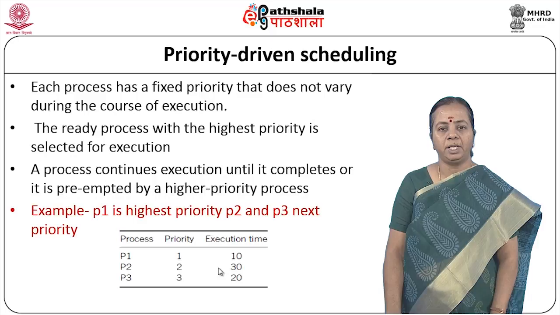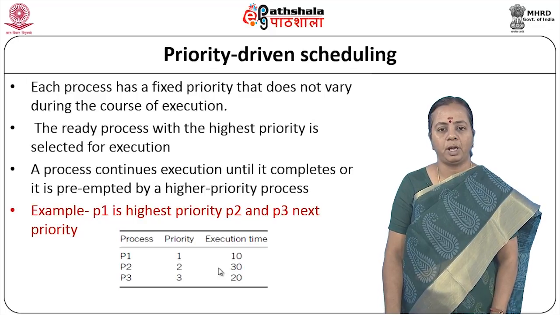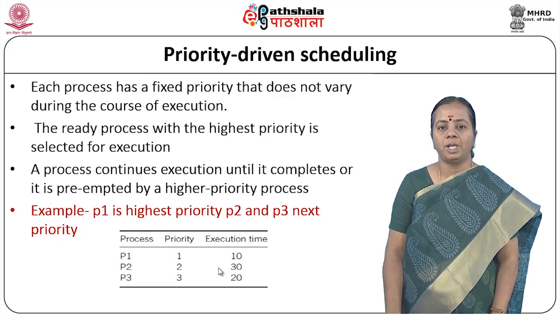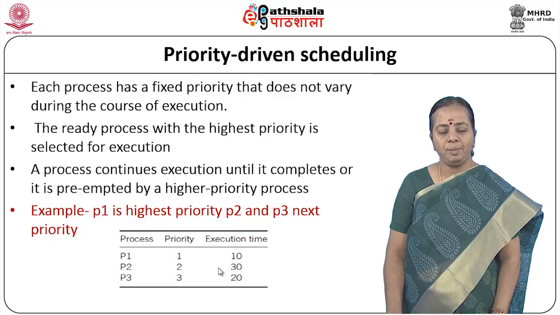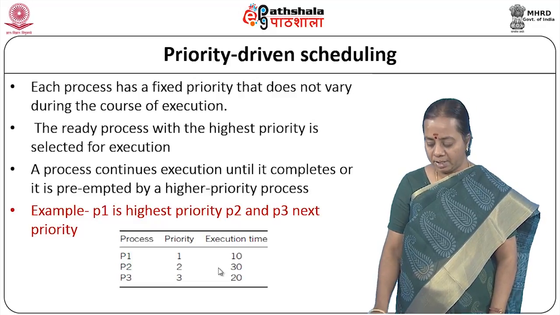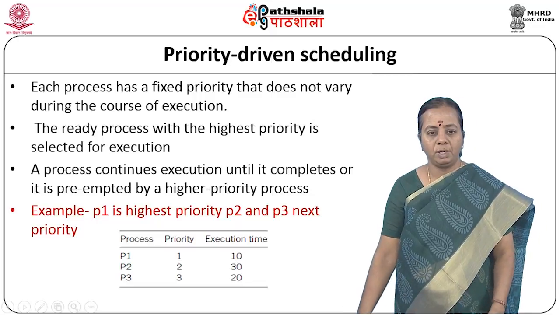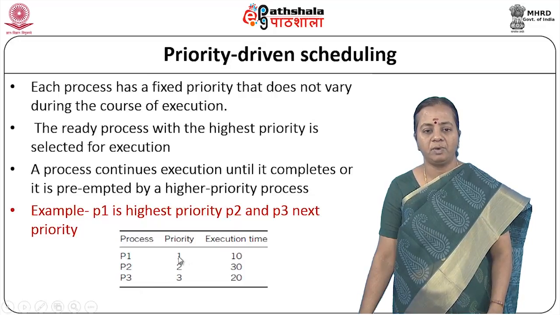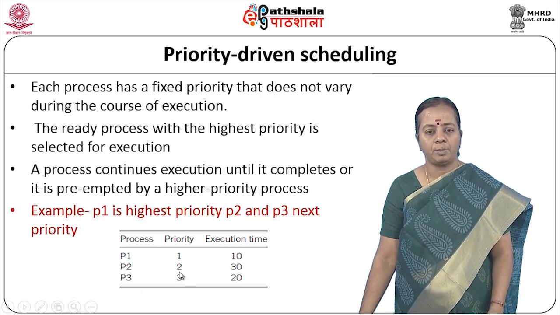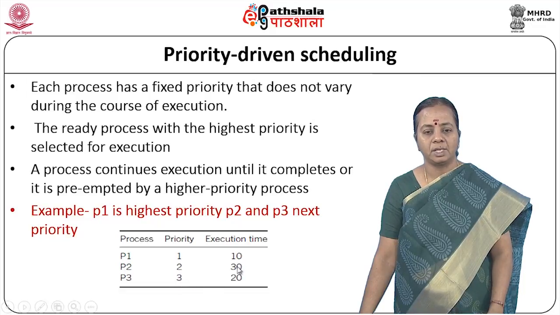In priority driven scheduling, each process has a fixed priority that does not vary during the course of execution. The ready process with the highest priority is always selected for execution. A process continues execution until it completes or it is preempted by another higher priority process. For example, in the table shown here we have three processes, P1, P2 and P3, where P1 is given the topmost priority, P2 the next priority and P3 the least priority, with execution times of 10, 30 and 20.